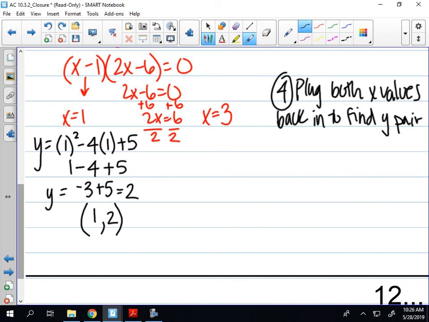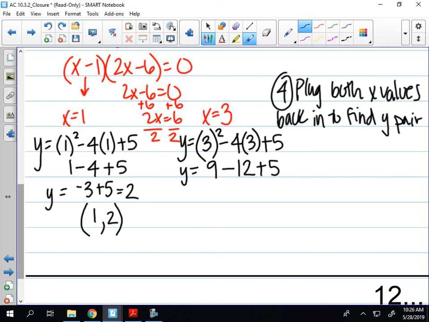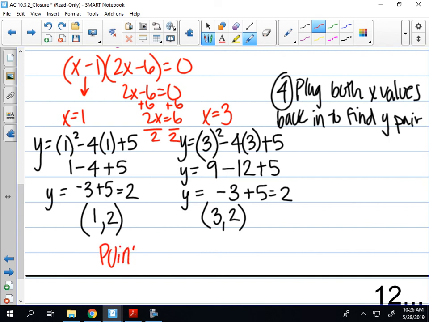All right, I could do the other equation or I could do the same parabola. So let's just do the same parabola, the first equation. Instead of 1, now I'm going to plug in 3 for my x value. So it's 3 squared minus 4 times 3 plus 5. So y equals 9 minus 12 plus 5. Well, 9 minus 12 is negative 3, plus 5 is 2. So then my second point of intersection is (3, 2). And just to make sure my brain understands this, I'm going to label these as the points of intersection.